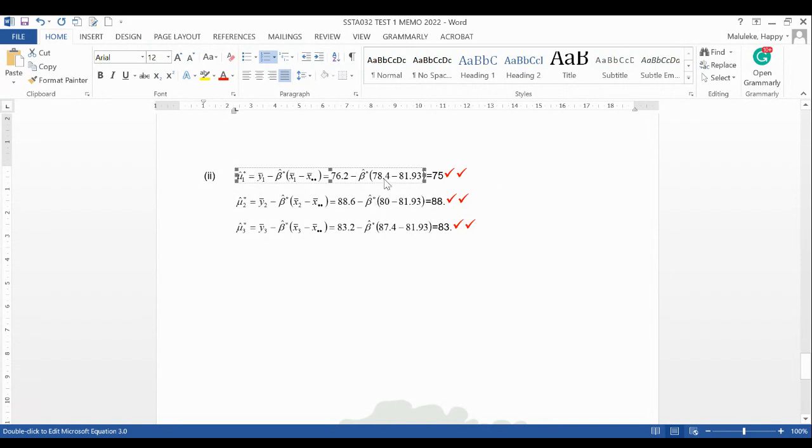If a student failed to get the B1, B star, but managed to substitute this 76.2, there was a mark for that. A student who managed to substitute this 80.6, there was a mark for that, and 83.2, there was a mark for that. So even if you fail to find the correct answer here, if you manage to do the right substitutions for this one, there was a mark for that.